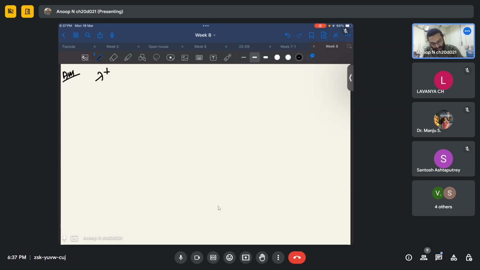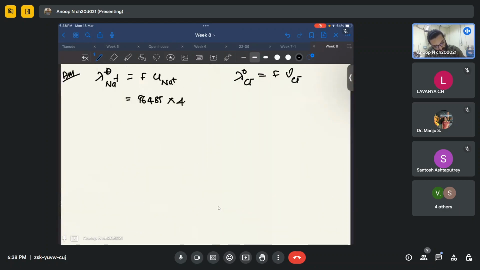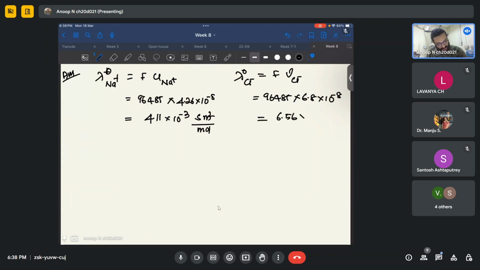So we have lambda 0 Na plus is equal to F into U Na plus, and lambda 0 Cl minus is equal to F into V Cl minus. So how will you write this? 96485 into 4.26 into 10 raised to minus 8, which will be 4.11 into 10 raised to minus 3 Siemens meter square per mole. This part also, 96485 into 6.8 into 10 raised to minus 8, which is equal to 6.56 into 10 raised to minus 3 Siemens meter squares per mole.